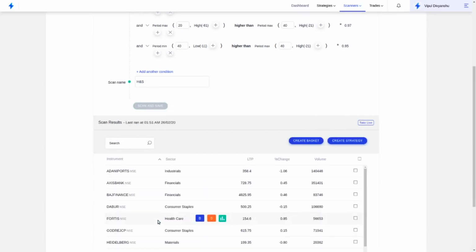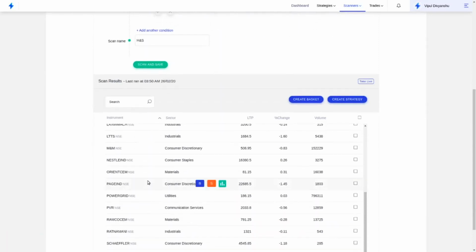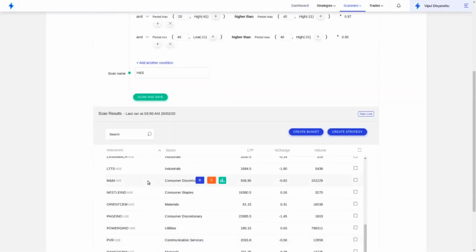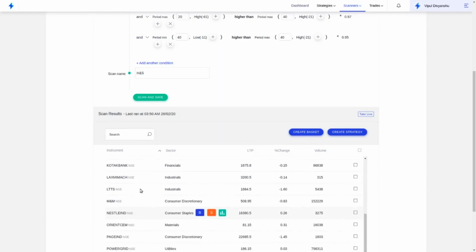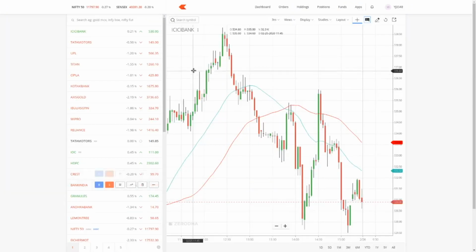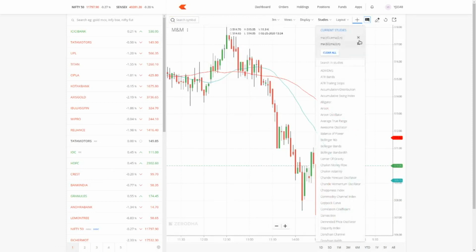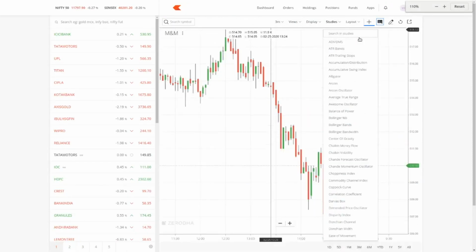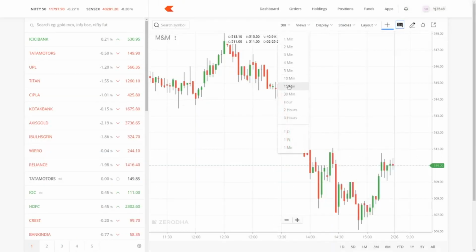We'll see on charts how it looks. So we get a lot of stocks here once we identify. I scanned on Nifty 50, so we get M&M, HFCL, Godrej, Fortis. Let's look at a couple of charts. Let me quickly open M&M, remove all these indicators, zoom in so it's much clearer, and make the chart 30 minutes.